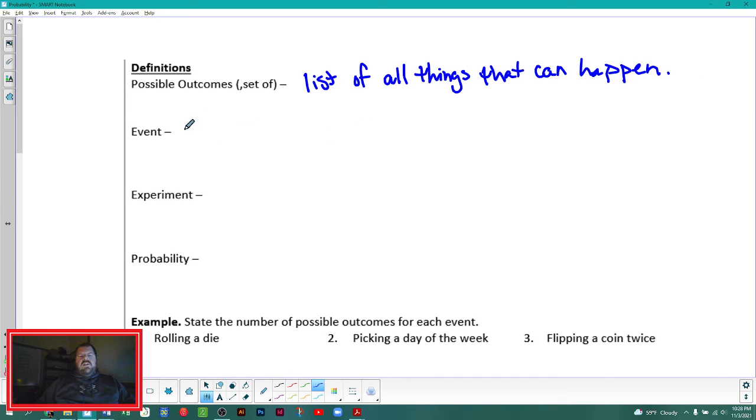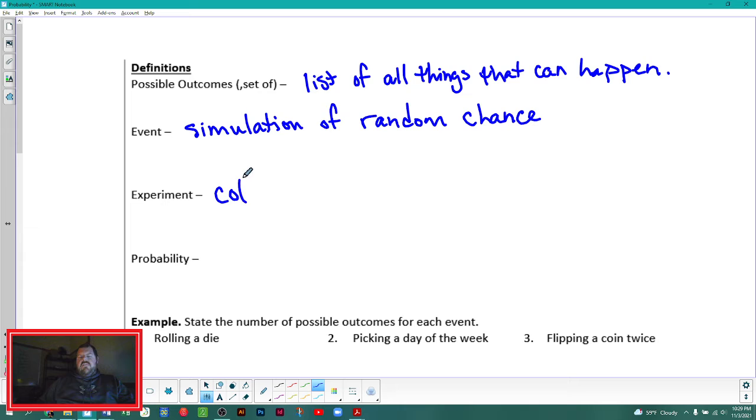An event is a simulation of random chance. The idea that we had was flipping a coin is an event, random chance. An experiment is just a collection of events. Okay, our experiment was doing that 100 times.